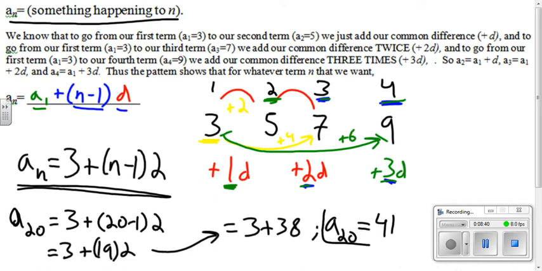So you could count it all the way out and say 3, 5, 7, 9, 11, 13, 15 and keep going and find the 20th that way, or you can just find this equation and plug in any value you want, any term. You can find the 100th term this way.